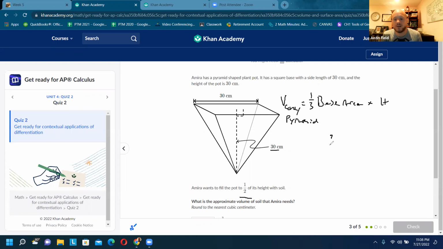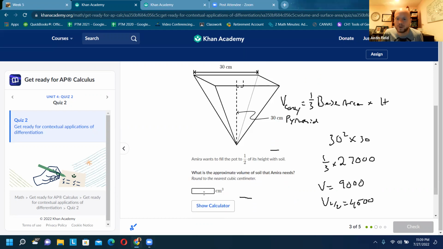Okay, so then the base area is 30 squared times 30, so that's 30 cubed, which would be 27 and then 3 zeros. But then we're multiplying it by 1/3, and then 1/3 of 27 is 9. Of course, I knew that. Okay, so then 9,000. That's the volume of that pyramid, 9,000. And then we want to take half of it. So that would be volume of half is 4,500.